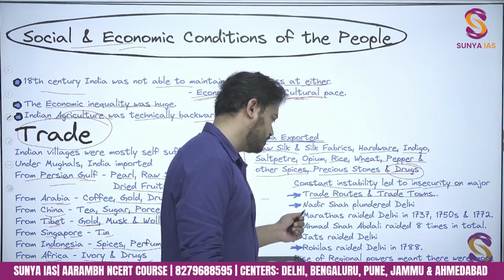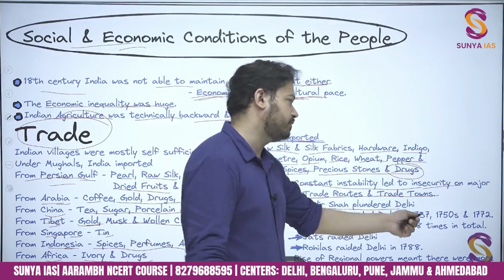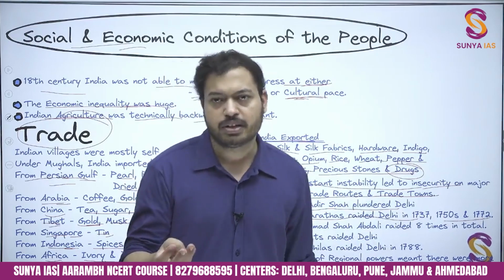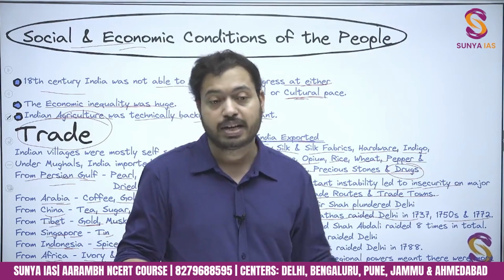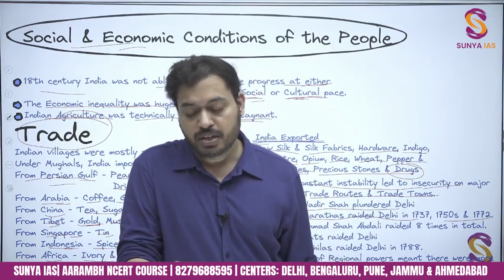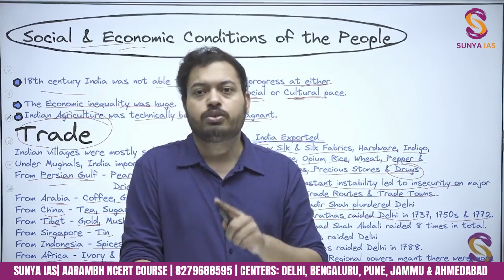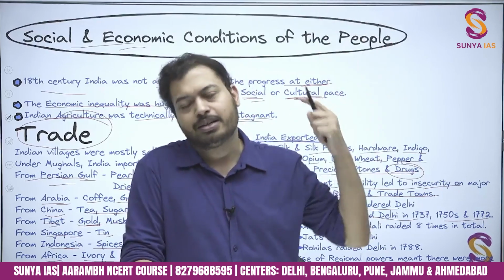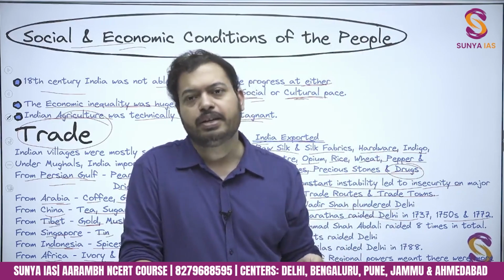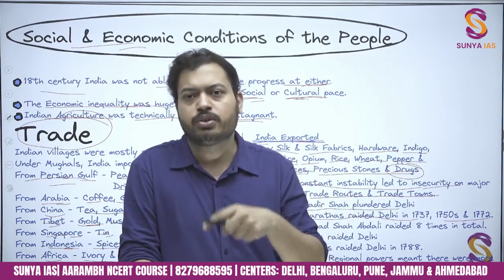So, Nadir Shah's invasion of Delhi. Marathas raided Delhi in 1737, 1750s and 1772. In 1737 the Marathas raided Delhi, not the 1700s we are talking about. In the 1750s the Marathas again raided Delhi. In 1772 the Marathas not only raided Delhi, they brought back the Mughal ruler from Allahabad to Delhi. And from the 1770s to 1803, Marathas controlled Delhi. In 1803, Delhi came under the control of the Britishers.